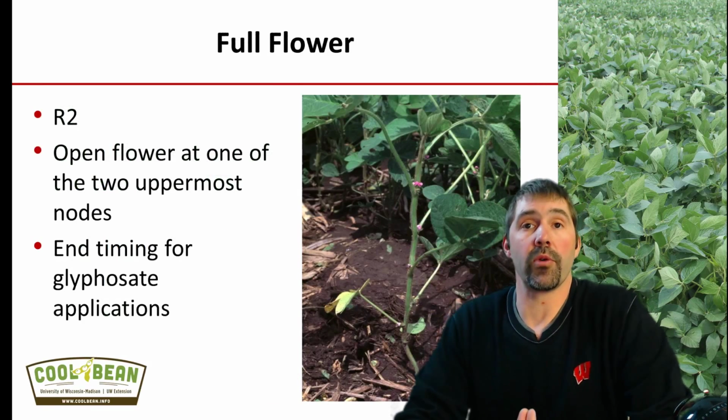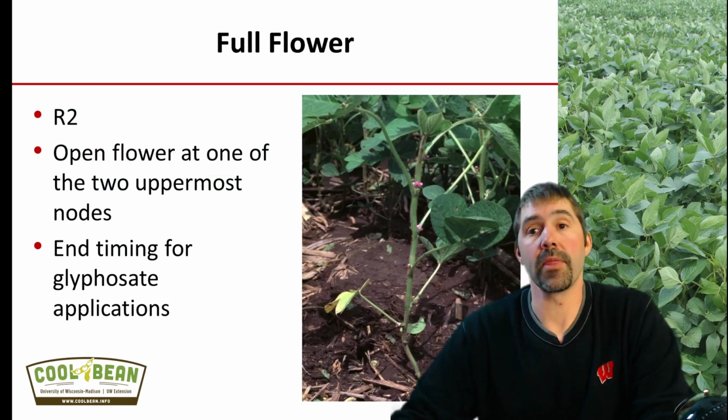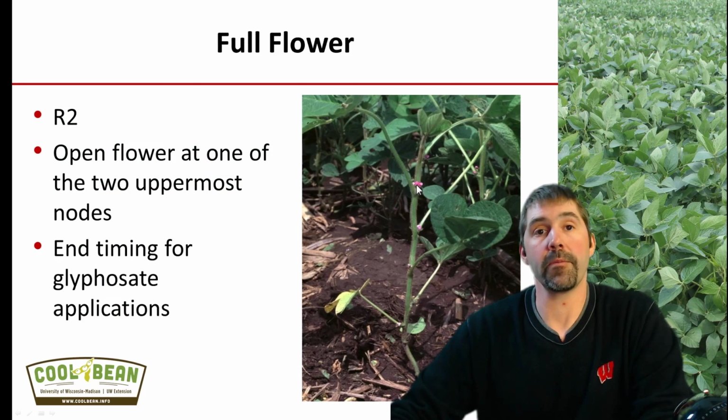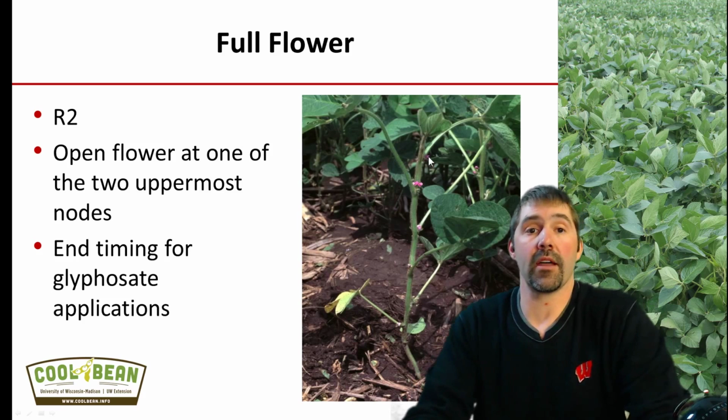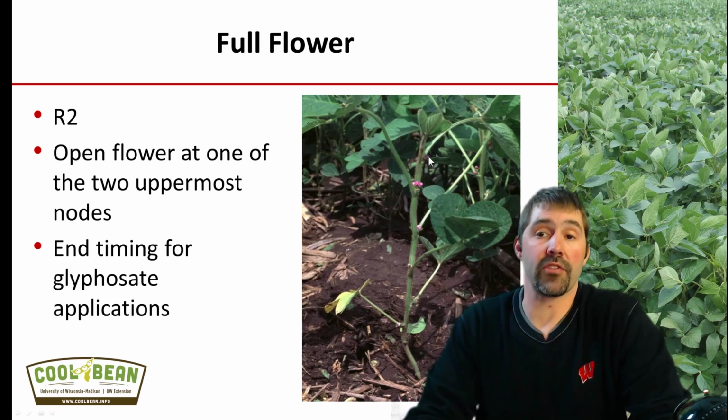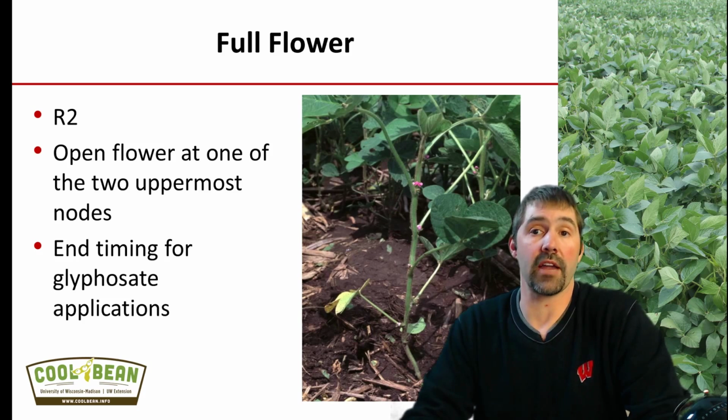The next growth stage we really want to address is the R2 growth stage. This is when we have an open flower at one of the two uppermost nodes. The most specific timing is here. This is when the label for glyphosate basically indicates to all growers they should stop spraying glyphosate.